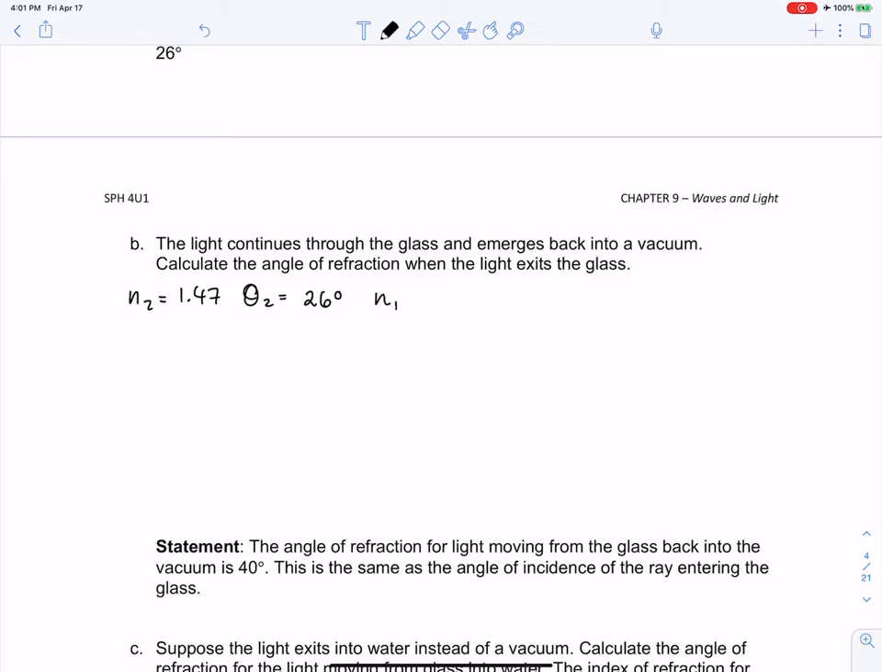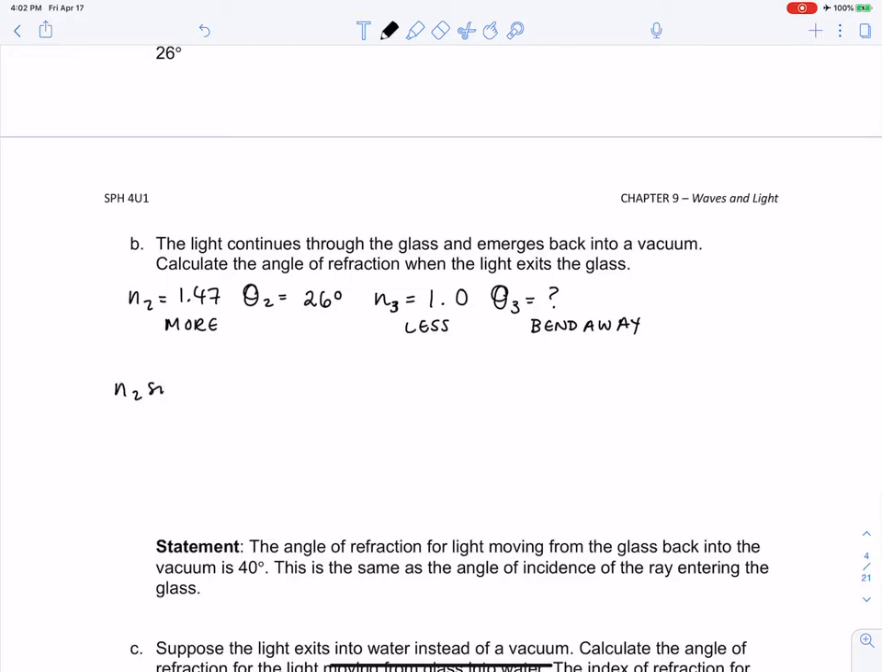We know the index of refraction for the vacuum that it will be emerging from, and I'm going to call this n3, is 1.0. And what we want to find is the angle of refraction as it emerges from the glass. Now you can do a bit of a prediction. We're traveling from a more optically dense medium to a less optically dense medium, so we should expect this to bend away from the normal. So its value should be greater than 26 degrees. Let's find out exactly what the angle of refraction is.